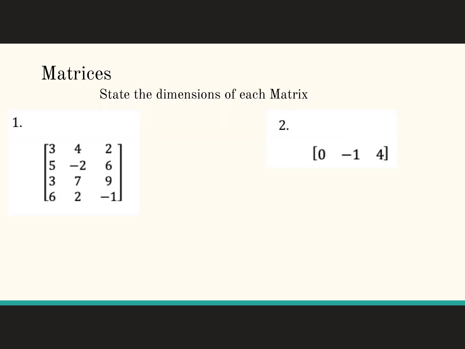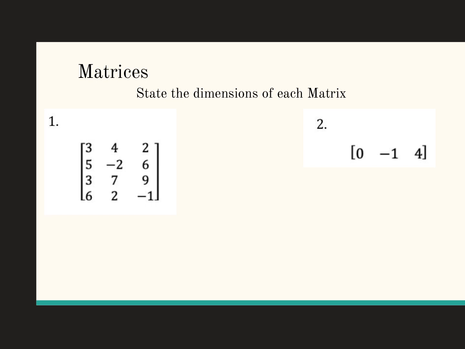Look at these. State the dimensions of each matrix. Again, we want row by column. I'm going to look at my rows. I have 1, 2, 3, 4 rows and 1, 2, 3 columns. So this is going to be a 4 by 3 matrix. Here, I have 1 row and 1, 2, 3 columns. So this is a 1 by 3 matrix.